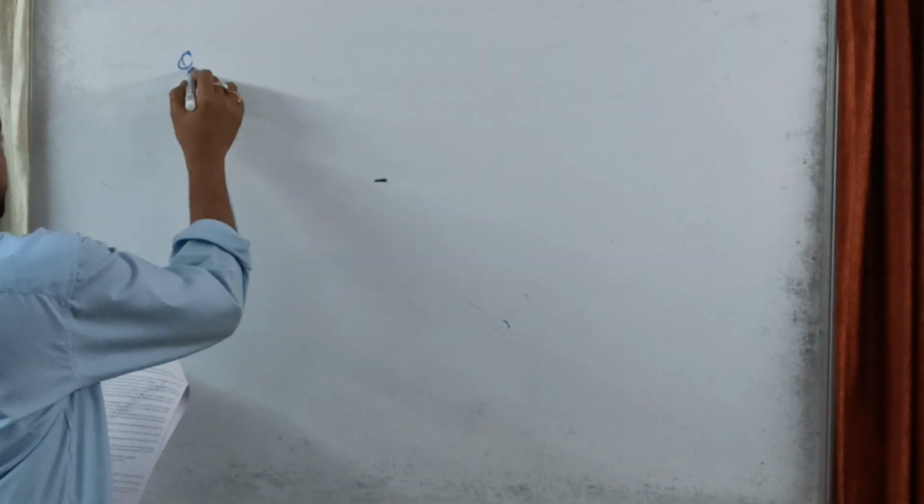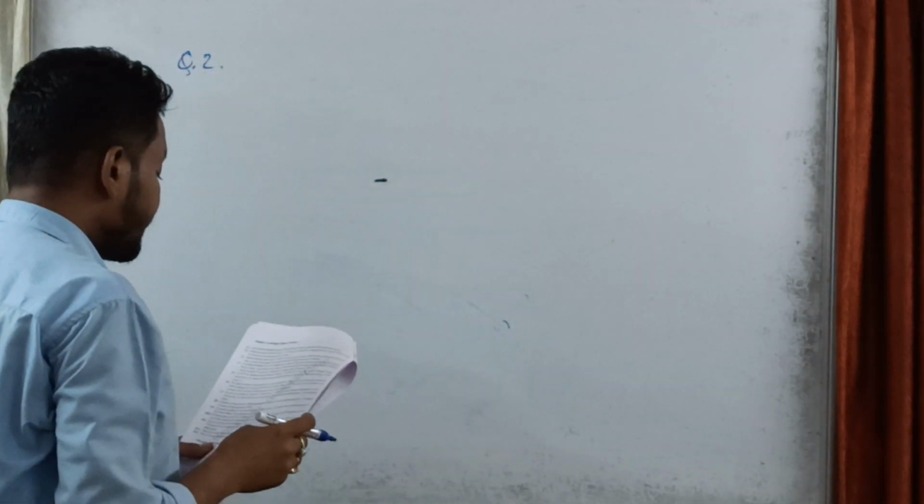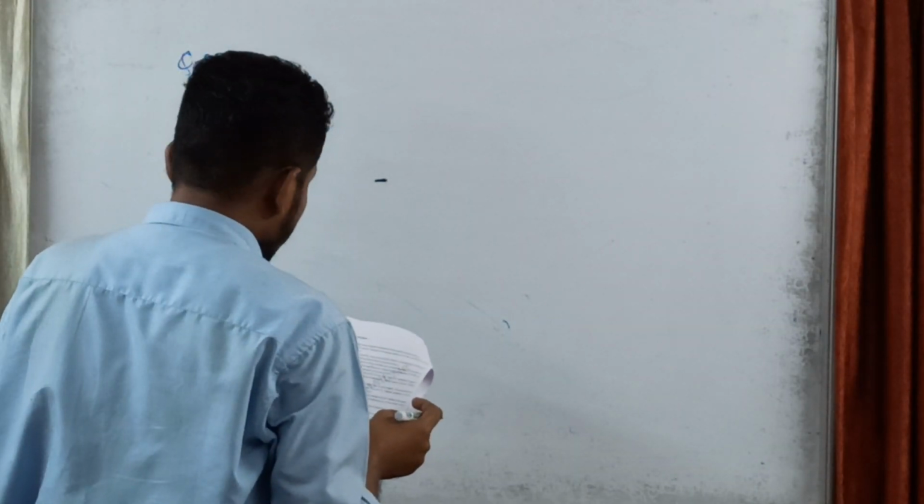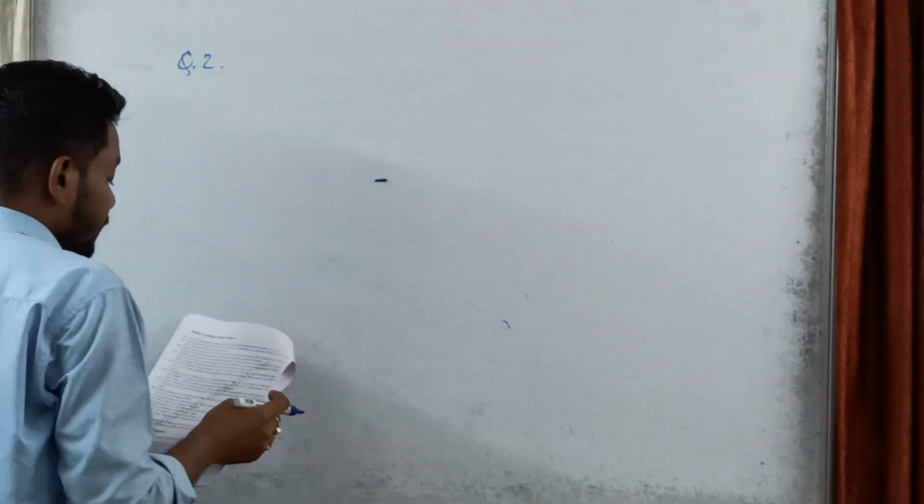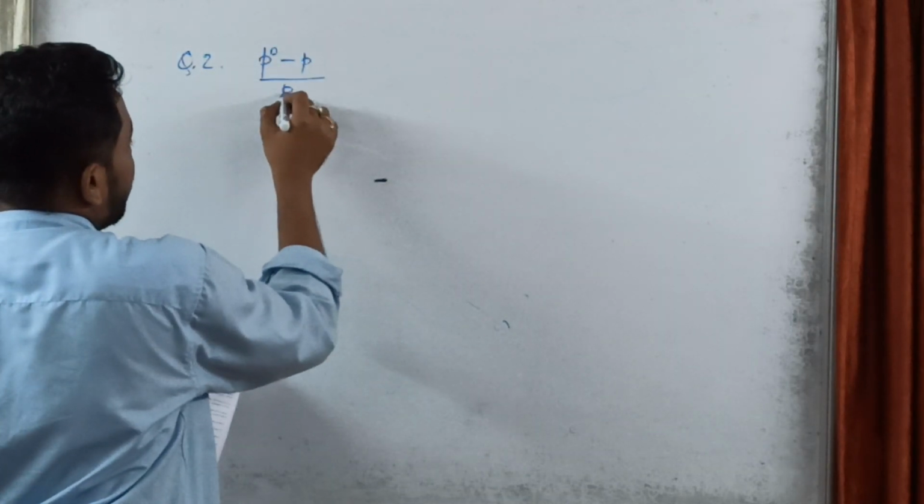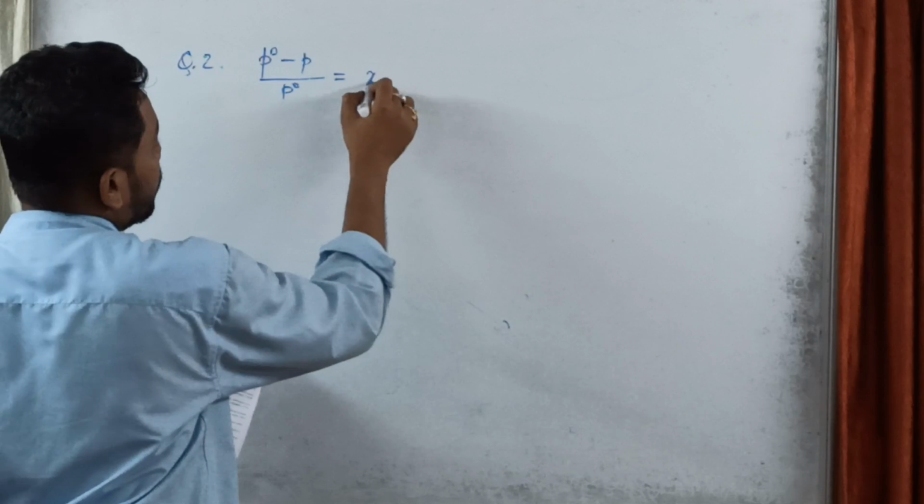Relative lowering of vapor pressure. Question number 2, so very easy. They are saying the vapor pressure of the water, that is the pure solvent, is given as 17.55. Calculate the vapor pressure of water when 25 gram of solid is added in 450 grams. So we know the formula: P0 minus P by P0, that is X2.